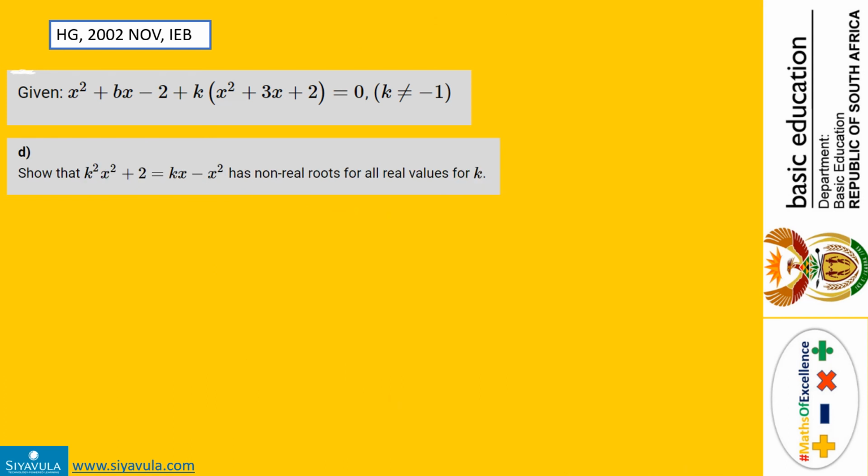Okay, let's look at D now. We're still on the same equation. Don't forget we have calculated that our delta was k squared plus 6bk plus b squared plus 8. Let's not forget. So they're saying show that k x squared plus 2 is equal to kx minus x squared has non-real roots for all real values of k.